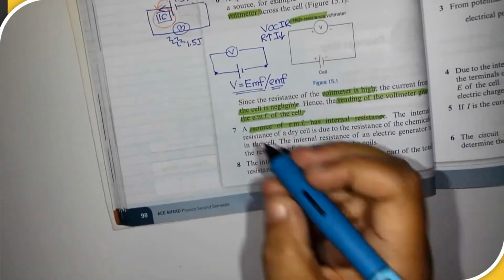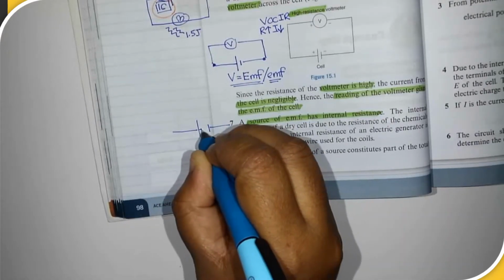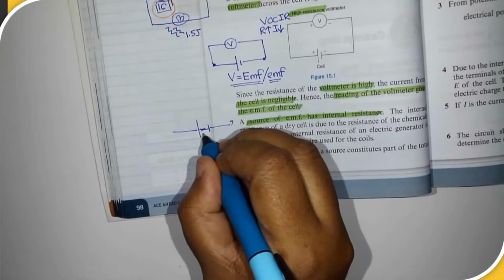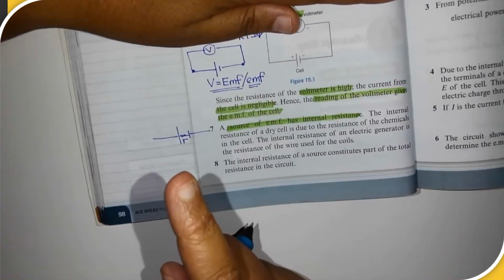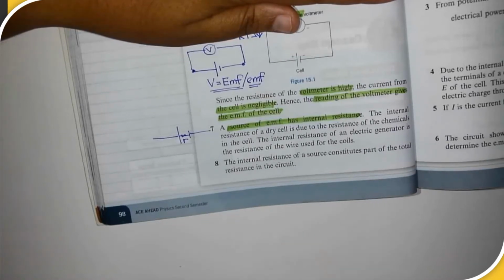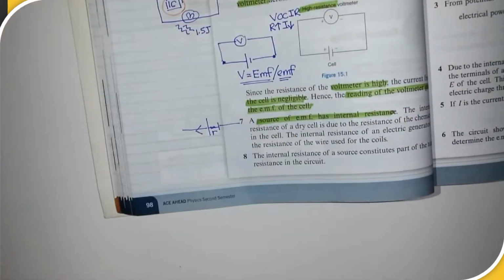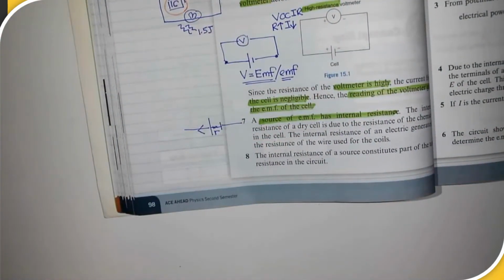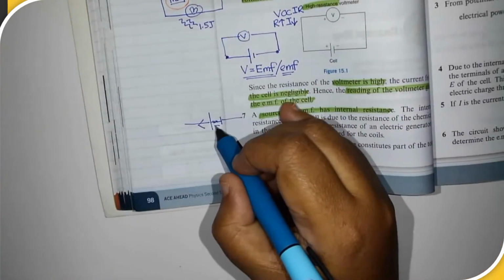That means inside an EMF, we have an internal resistance which is small r. Okay, the internal resistance will affect the reading if there is a current flow in the circuit. So in other words, I can say the resistance within a battery is called the internal resistance.